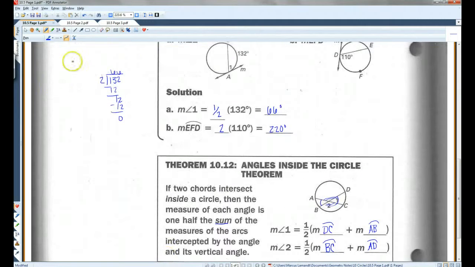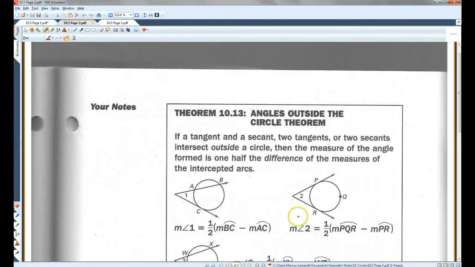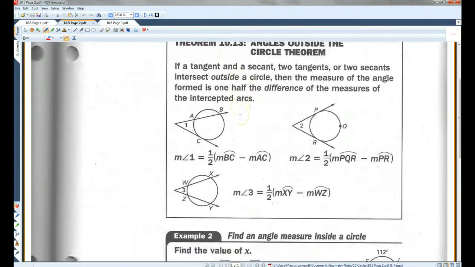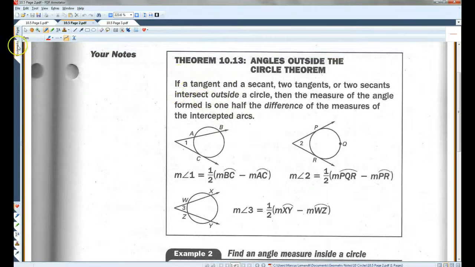Okay? Alright. Let's take a look at page 2. Theorem 10.13, angles outside the Circle Theorem. If a tangent and a secant, two tangents, or two secants intersect outside a circle, then the measure of the angle formed is 1/2 the difference of the measures of the intercepted arcs. So in this case, this angle is 1/2 this minus this. In this case, this angle is 1/2 this minus this. This angle is 1/2 this minus this.